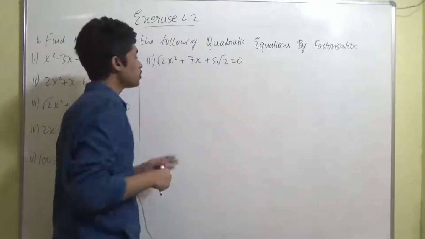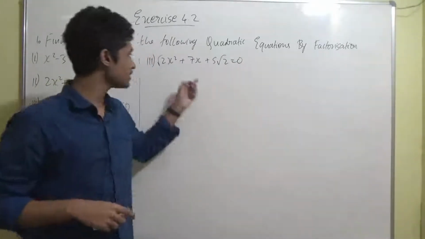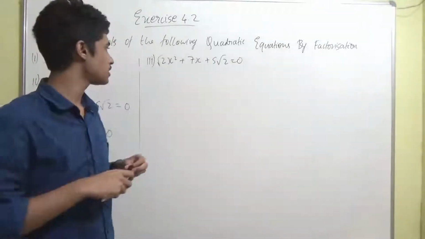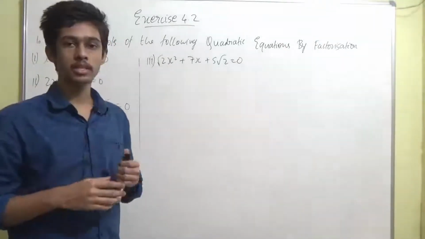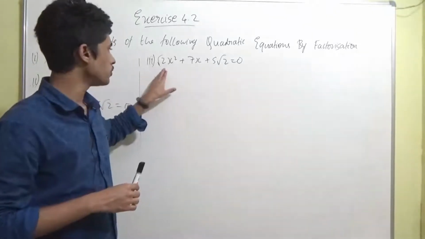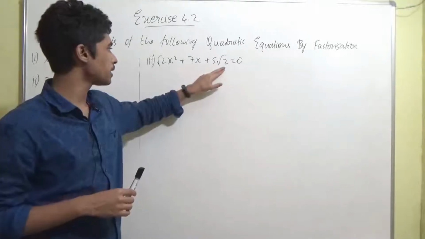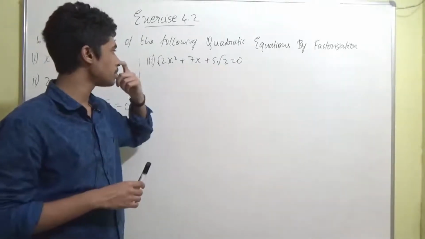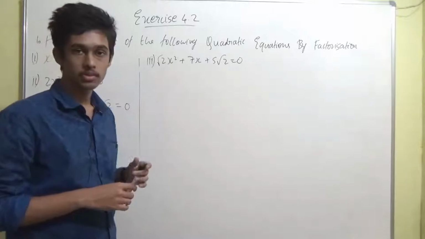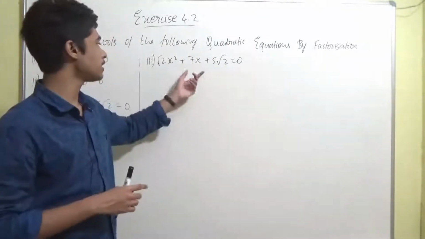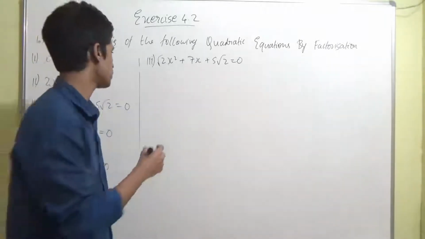Now you have to split 7x in such a way that you are going to get... okay, first let's multiply the first and last term and see. If you multiply the first and last term, you'll get root 2 x square into 5 root 2. Root 2 into root 2 becomes 2, so 5 into 2 becomes 10, and 10x square. So the multiplication of the first and last term is 10x square. So you have to split the middle term in such a way that you are going to get 10x square.